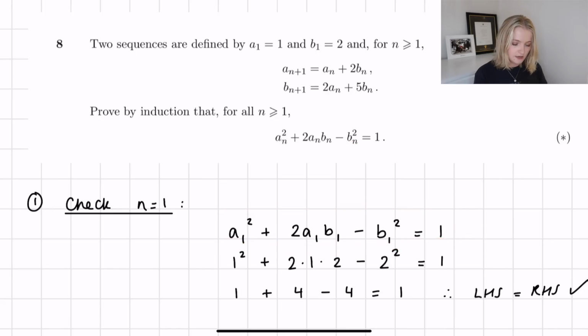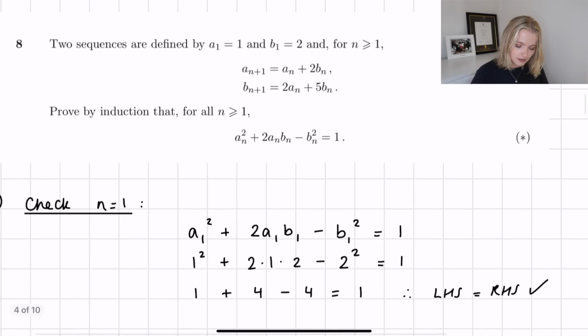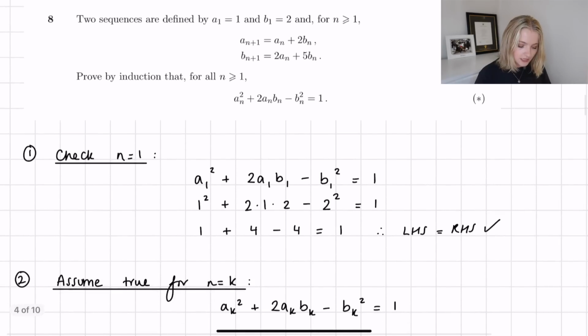Substitute the values that we're told into here, simplify, and essentially what we find is that 1 equals 1. So the left-hand side equals the right-hand side, so therefore the base case of n equals 1 is true, and so that holds. That's the first step in the induction. Now, the second step in the induction process is we assume that this holds for n equals k.